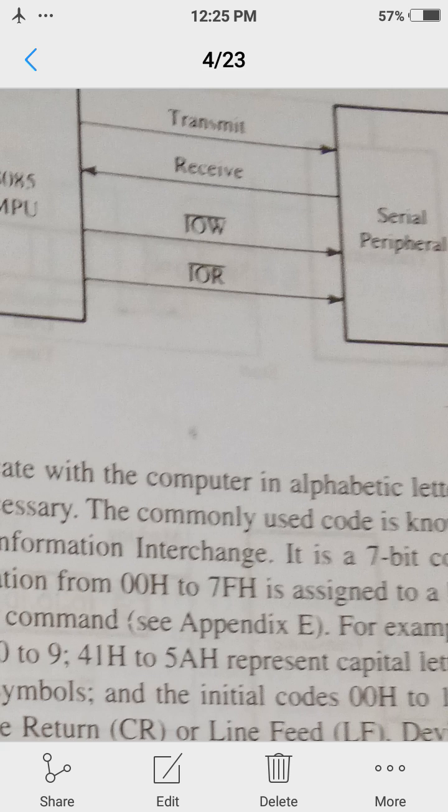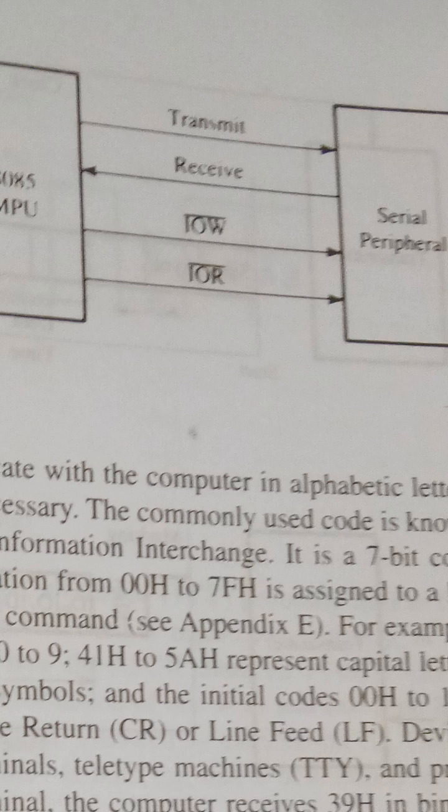Write and read will be done through transmit and receive lines, and IOW bar and IOR bar signals are generated by the microprocessor, therefore they are output signals. Receive and transmit are both single direction signals. The microprocessor will transmit the data. If IOW bar is active, it means the microprocessor will transmit the data. IOR bar means the microprocessor will receive the data, and transmit means the device will read the data.